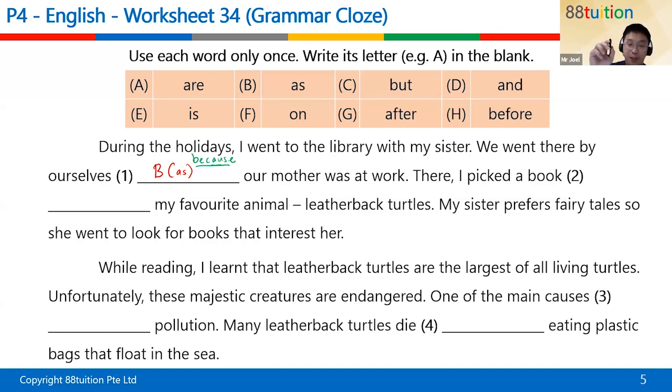So the answer that we're looking for over here is actually, let me change my ink to red, it's actually F. All right. "I picked a book on." So it's a book on something, right? I read a book on space travel. I read a book on, I don't know, plants and photosynthesis.